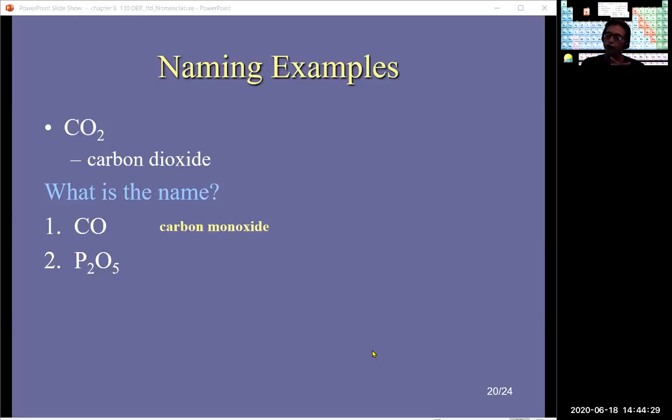There are 2 phosphorus, so we're gonna have to put a prefix on that. And there are 5 oxides, so we got to put a prefix on that. So this name is called diphosphorus, okay? Pentoxide. Notice that we didn't say phosphide.